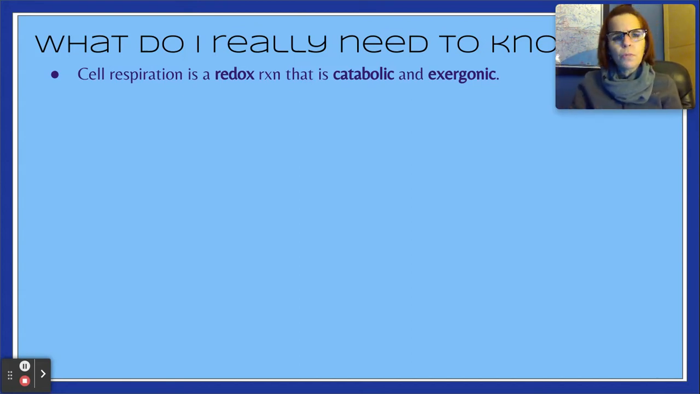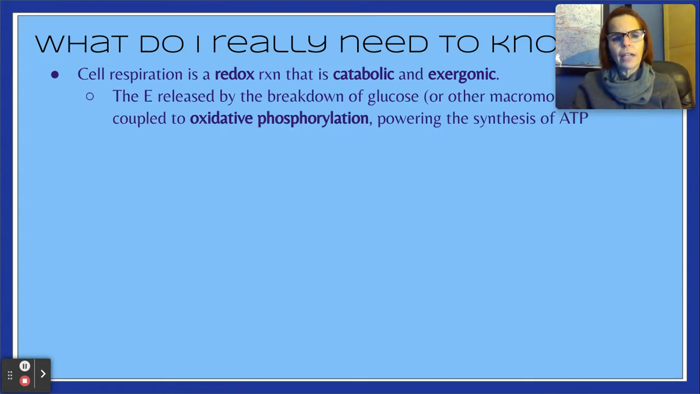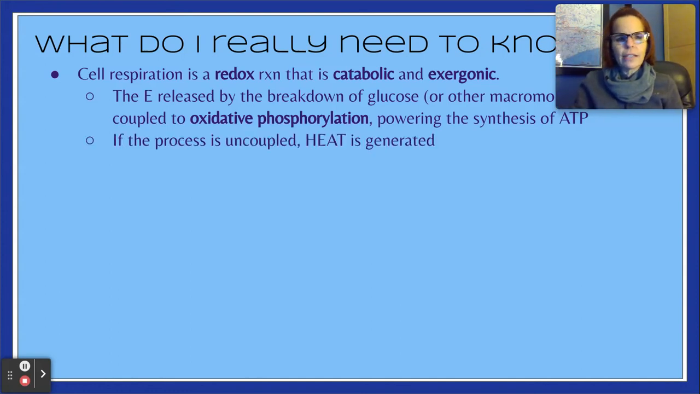Number one, you need to know that cell respiration is a redox reaction. It's the reciprocal of photosynthesis. It is catabolic and exergonic. The energy that is released by the breakdown of glucose or other macromolecules is coupled, make sure you get that, remember it's releasing energy, it's coupled to oxidative phosphorylation. Phosphorylation means adding a phosphate. That powers the synthesis of ATP. So remember, ATP being made requires energy. It's endergonic. Cell respiration is exergonic. It's releasing that energy.